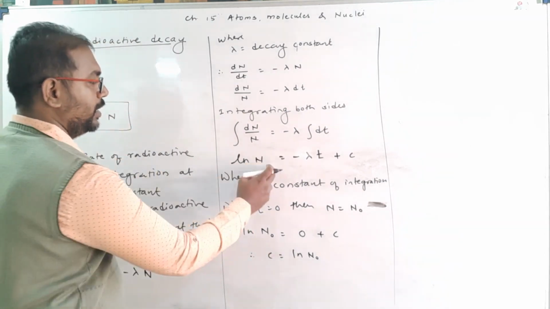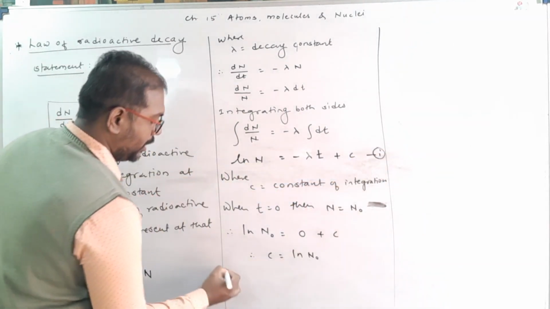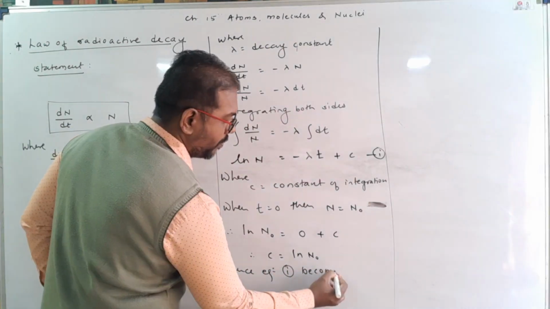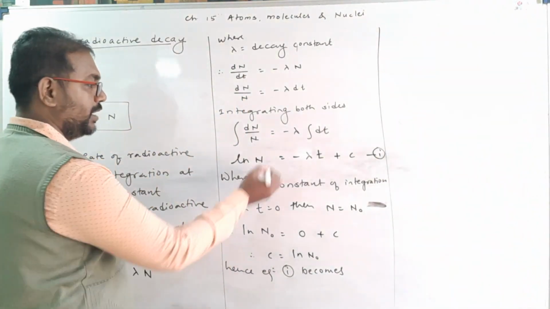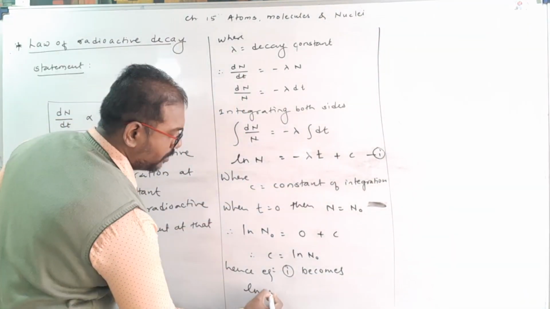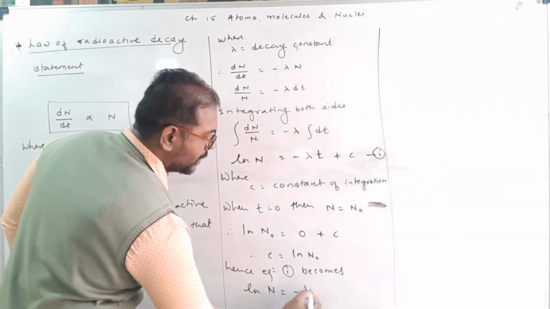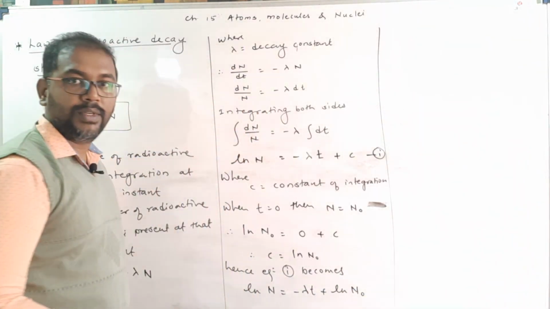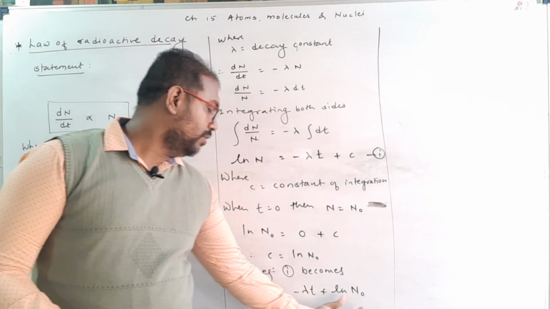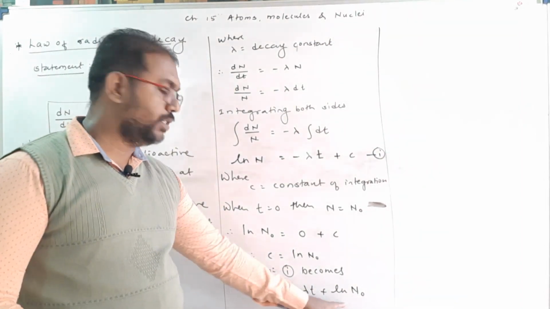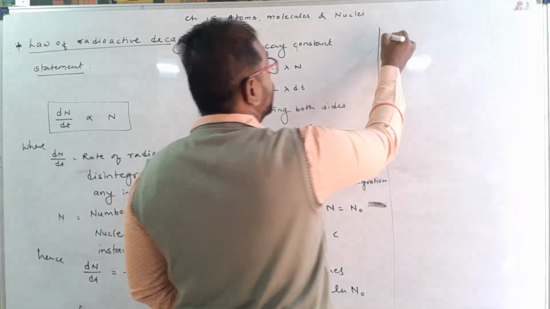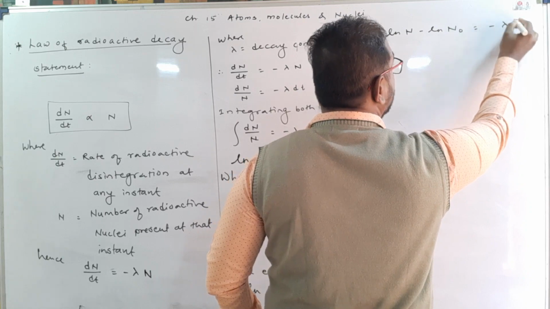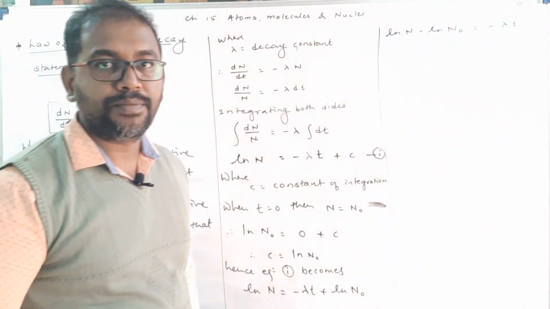We substitute this in equation 1. Hence equation 1 becomes: log of N is equal to minus lambda t plus log of N0. This log N0 we can transfer to this side; here it is plus, to this side it is minus. So log N minus log N0 is equal to minus lambda t.